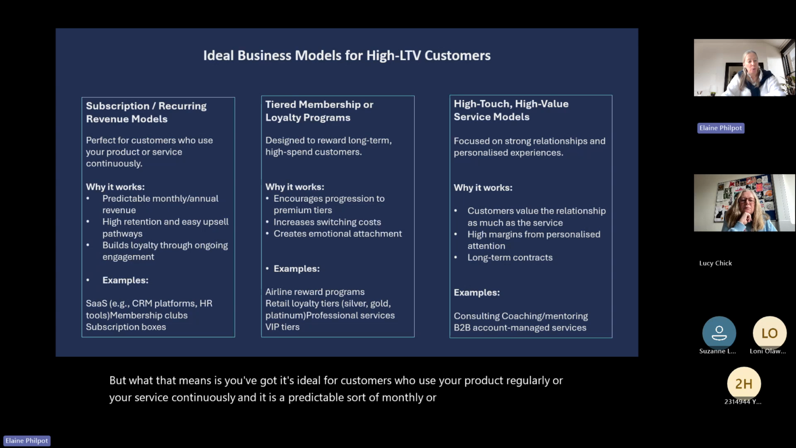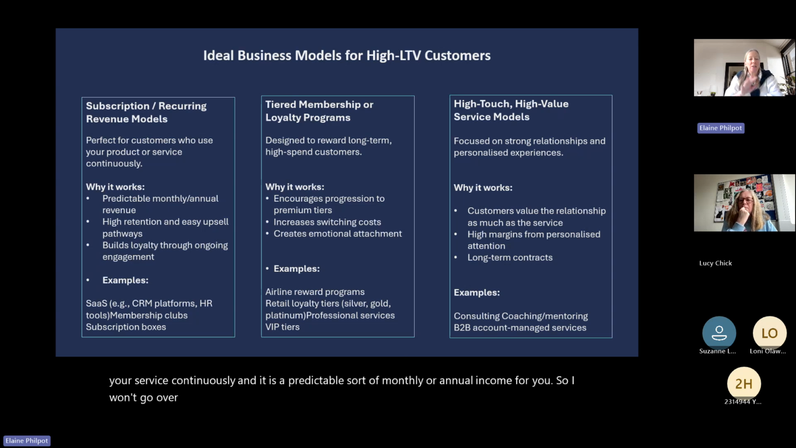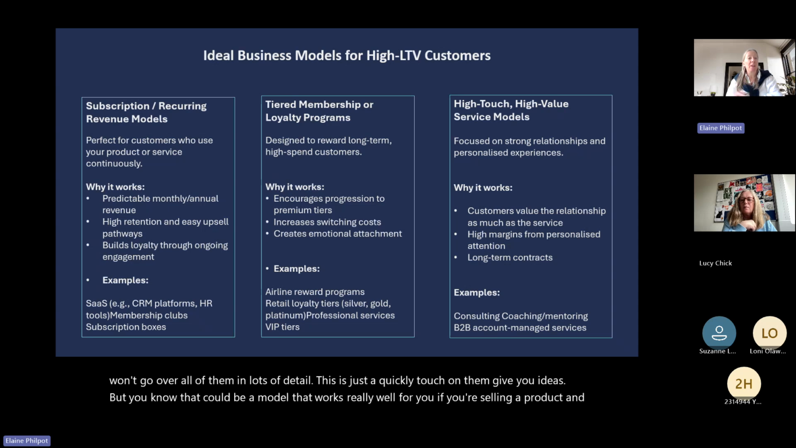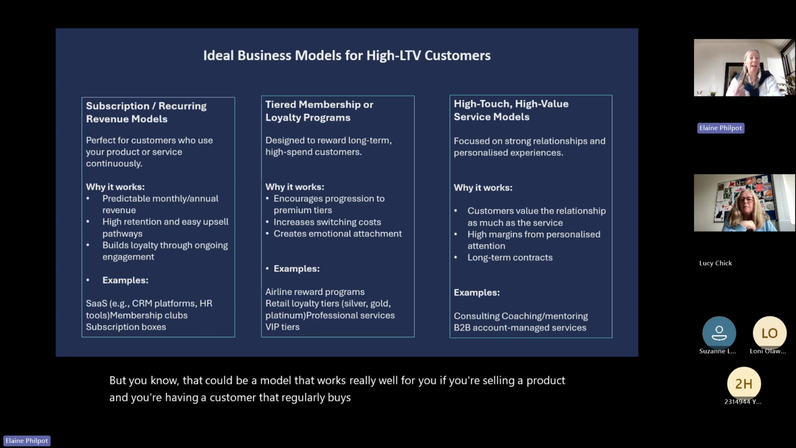So I won't go over all of them in lots of detail. This is just to quickly touch on them, give you ideas. But that could be a model that works really well for you if you're selling a product and you're having a customer that regularly buys from you, or even comes back and uses your service regularly.